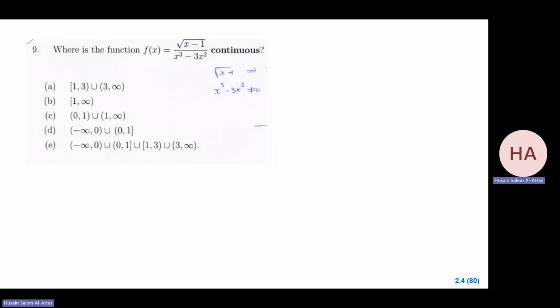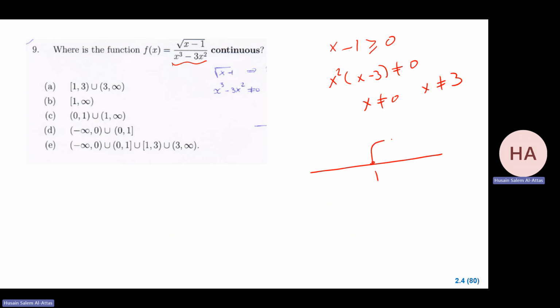What is the function's domain? Continuous. So you need x minus 1 to be positive, and I need this not equal to 0. So it means x not equal to 0 and x not equal to 3. I have x greater than 1 here, and I want it not equal to 0. That will not make an effect. Not equal to 3, so it will be from 1 to 3, union 3 to infinity. So this will be my answer.